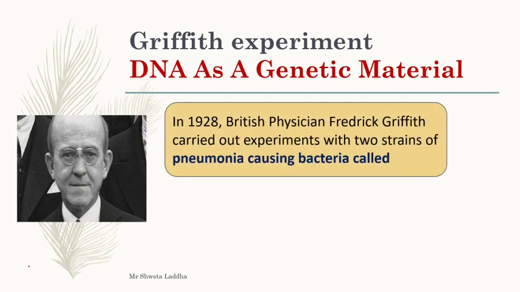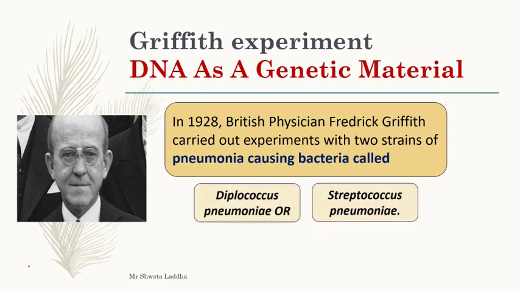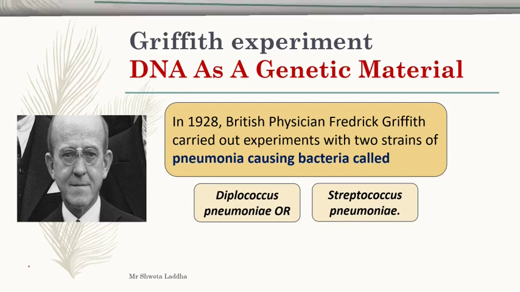So, Frederick Griffith, in the year 1928, a British physician, carried out experiments with two strains of bacteria which cause pneumonia. The name of this bacteria is Diplococcus pneumoniae, or it is also called Streptococcus pneumoniae. Both names are there in different books. Both are the same, they are synonyms. Both of them cause pneumonia.